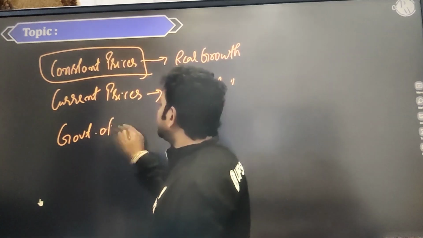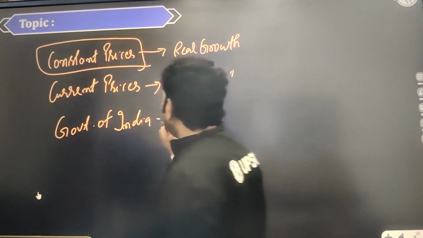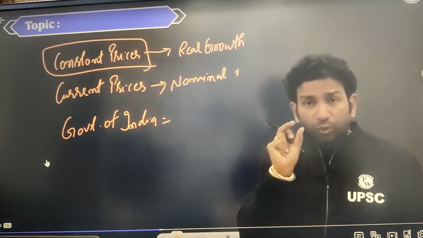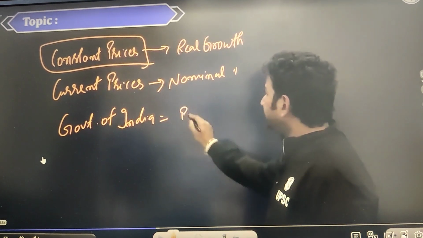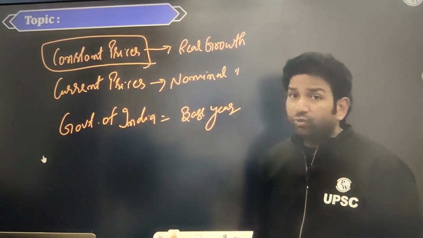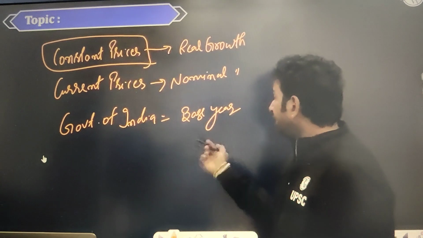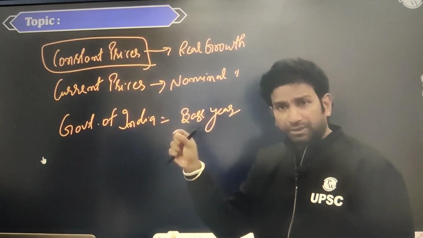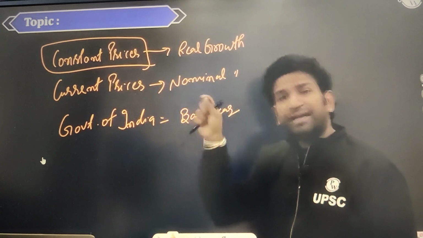Government of India is doing this: to know the real growth in the country, they are taking one particular year as a base year. Then, when it comes to calculating the real growth in the country, they multiply the quantity of those 2 years with the price of that particular base year.